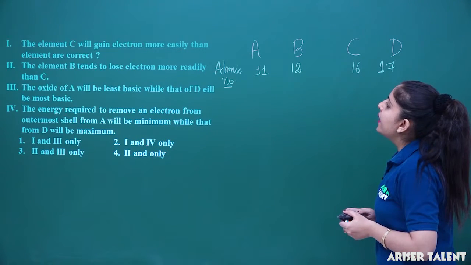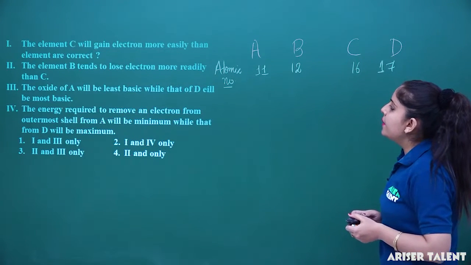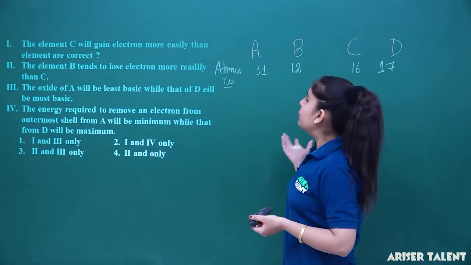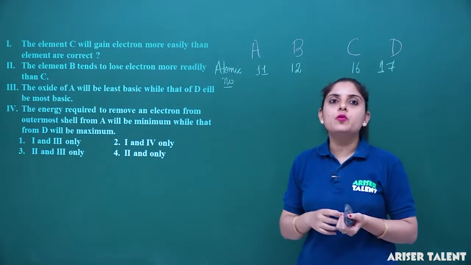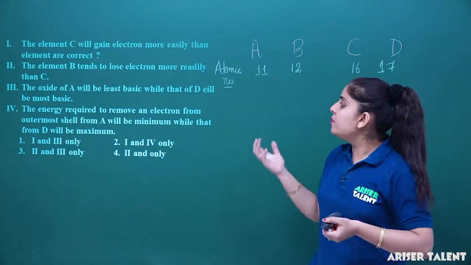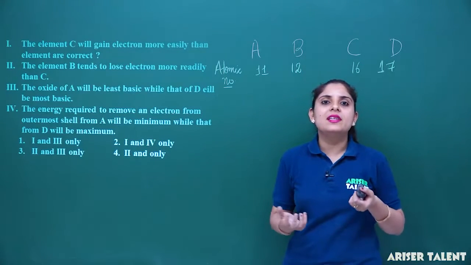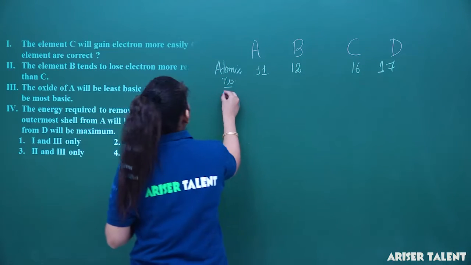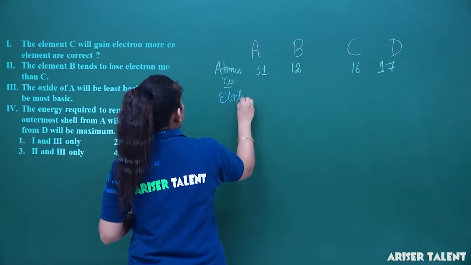Element C will gain electron more easily than the element D. So first of all we have to write the electronic configuration of these elements. You will easily analyze which will remove the electron more easily and which will gain electron more easily. So firstly, write the electronic configuration of these elements.